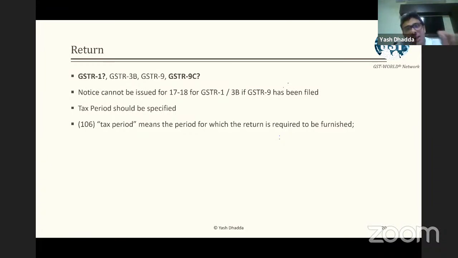Also, a notice cannot come कि आपकी GSTR 3B में और GSTR 1 में पूरे साल में इतने रुपए का difference है.